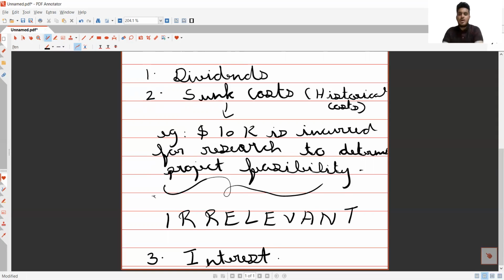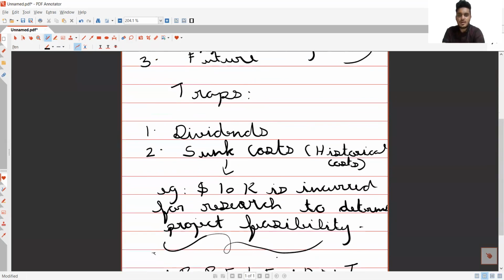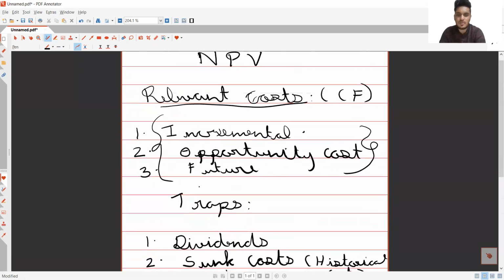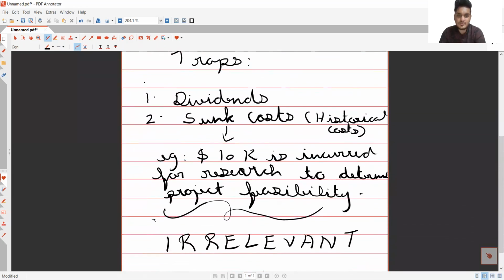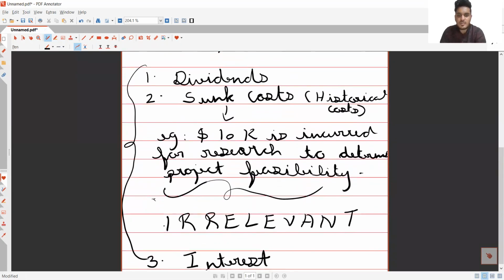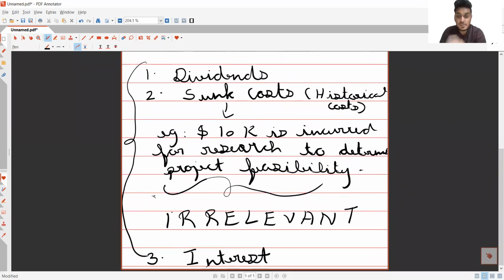All right. So guys, earlier, the relevant costs, as you can see in this section: from an AFM perspective, the examiner will not emphasize much on these three. However, he generally likes to keep it straightforward. But guys, please be aware, these things, dividends, sunk costs, interest, are very, very important. Please don't fall into that trap. Dividends, sunk costs, and interests are absolutely irrelevant.